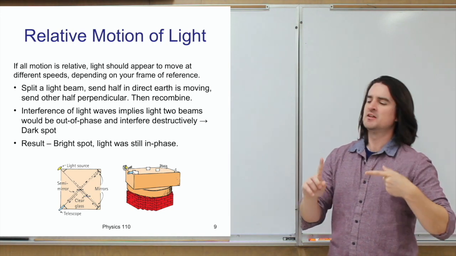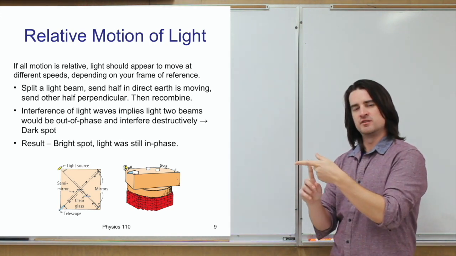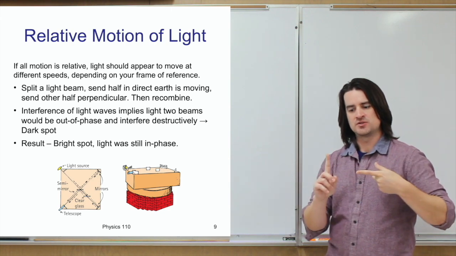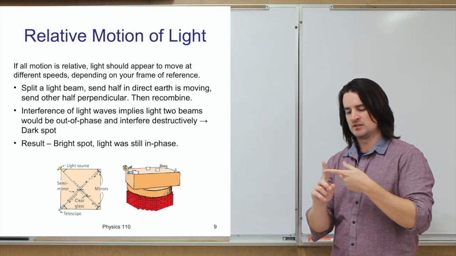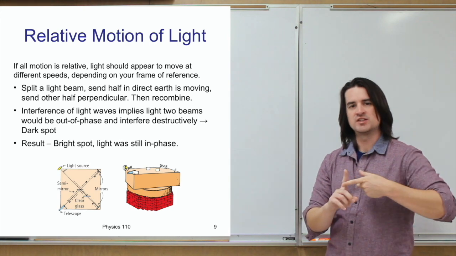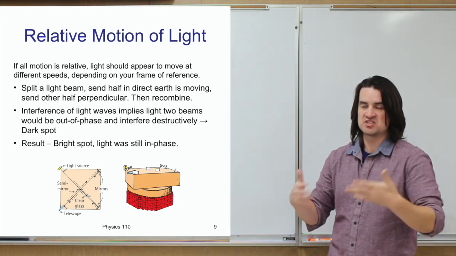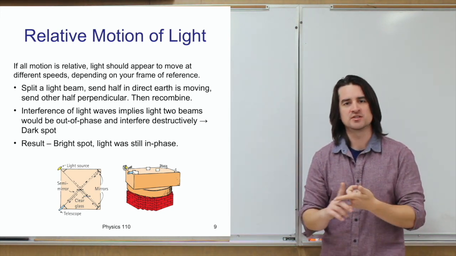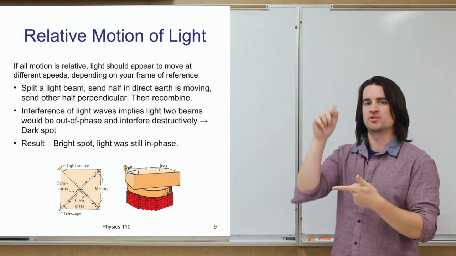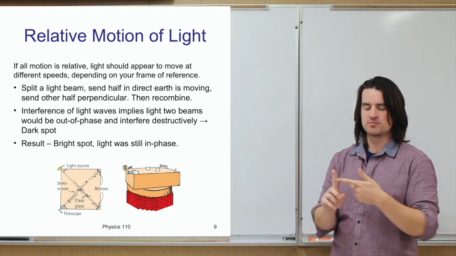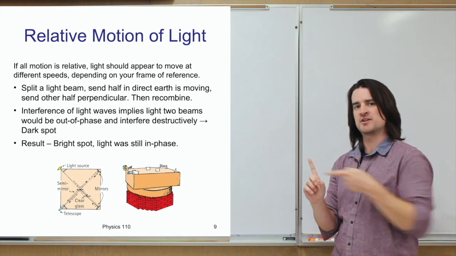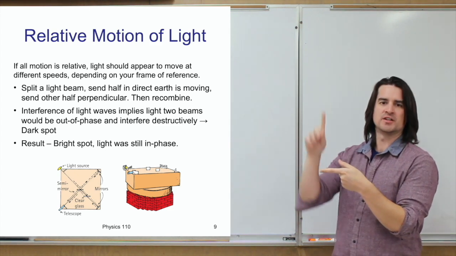So thinking about that, the light that's going with the Earth is moving, if it's relative motion, much faster. It's moving 67,000 miles per hour faster than the one that's going perpendicular to the Earth's motion. Because the Earth's motion is adding to the one that's going in that direction, but it's not adding to the one that's perpendicular to it.